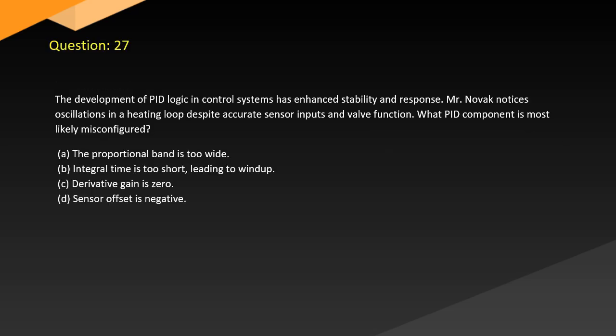Question 27. The development of PID logic in control systems has enhanced stability and response. Mr. Istanovic notices oscillations in a heating loop despite accurate sensor inputs and valve function. What PID component is most likely misconfigured? A. The proportional band is too wide. B. Integral time is too short, leading to wind-up. C. Derivative gain is 0. D. Sensor offset is negative.